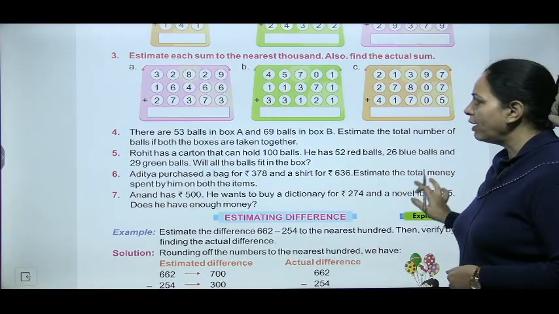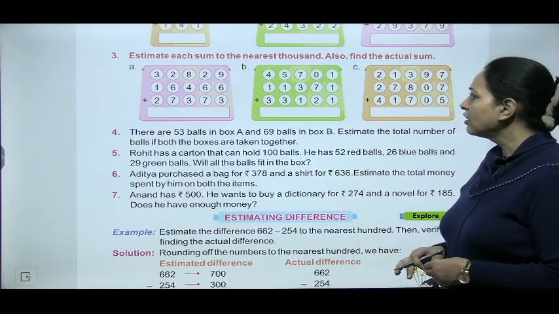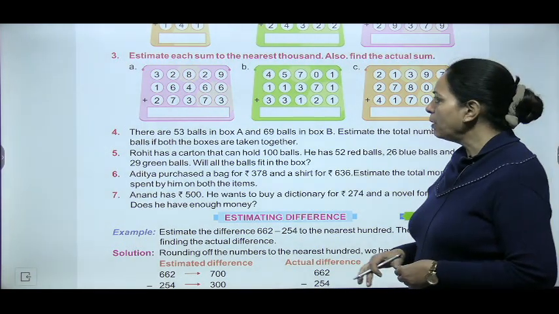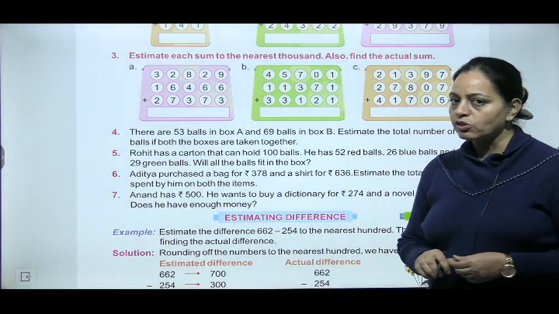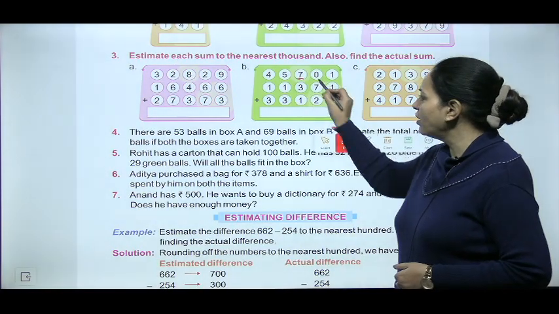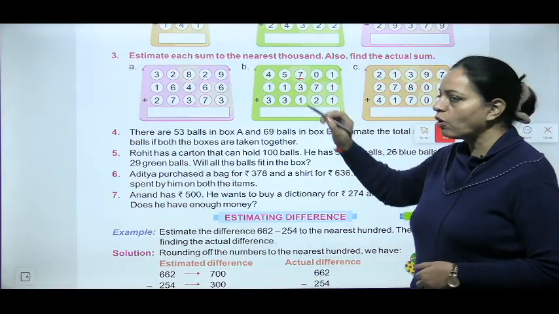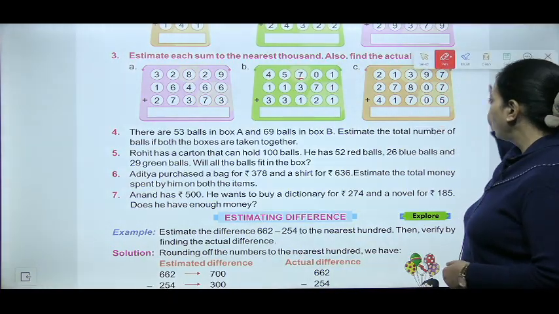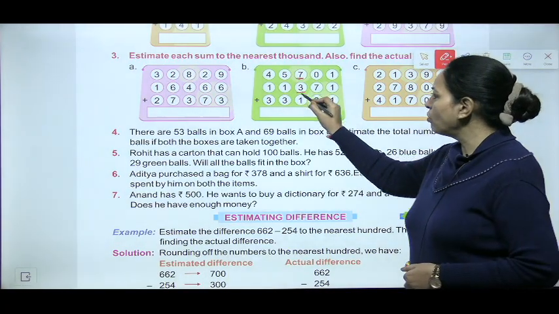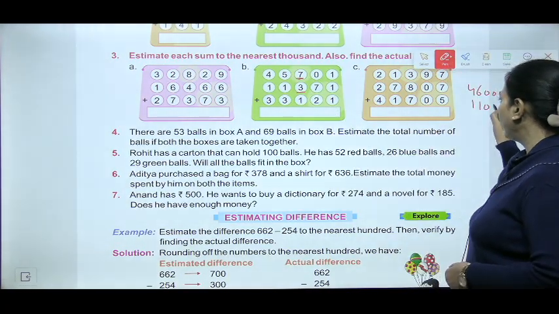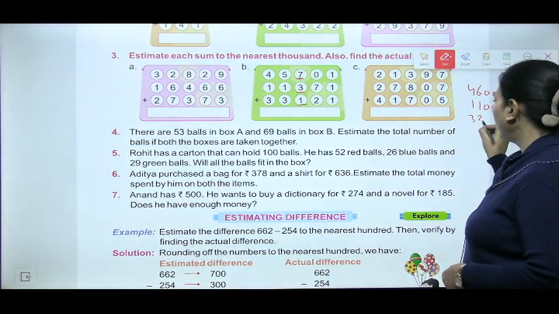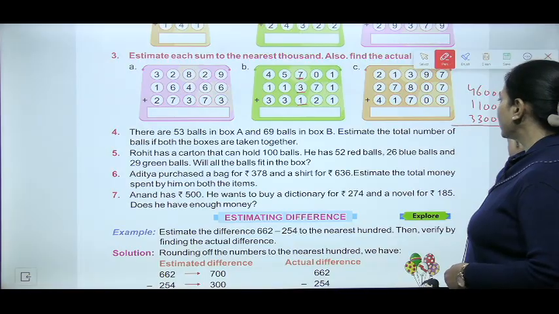Now the third, estimate each sum to the nearest 1000. Also find the actual sum. So here B part, like nearest 1000. So you have to see the 100 digit. So this is 7. So we have to change 1000 digit. This becomes 46,000. Here this is 3, no change, 11,000. This is 1, no change, 33,000. So this is estimated.